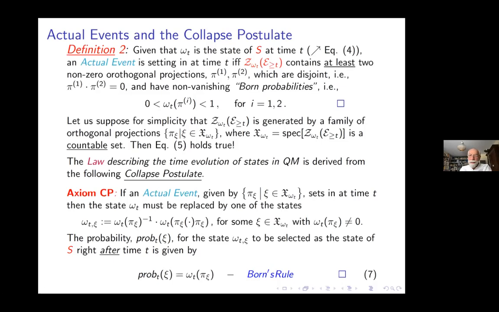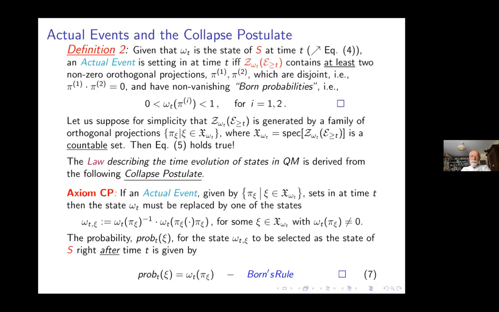And we speak of an actual event if this center of the centralizer contains at least two non-zero orthogonal projections, pi 1 and pi 2, which are disjoint, meaning that their product vanishes, and which both have a non-vanishing Born probability. In other words, the expectation of these projections in the state omega t should be strictly positive. That's what we mean when we say that an actual event sets in at the time t.